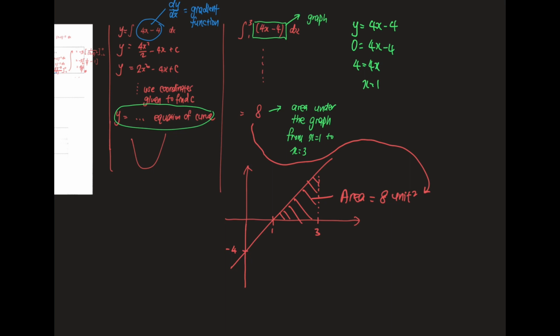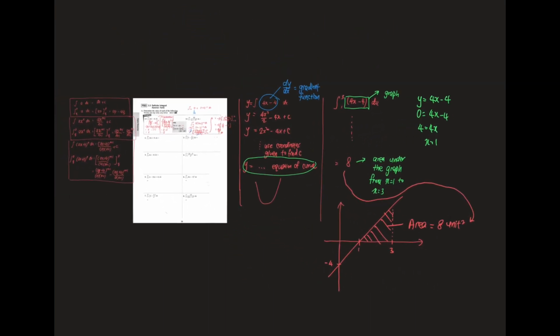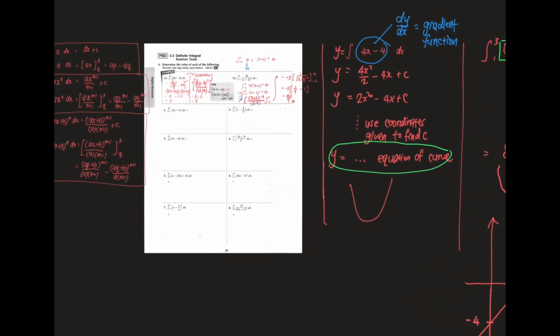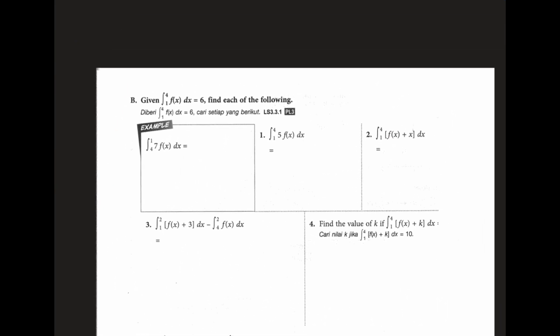So without limit, you are finding the equation of a curve. With limit, you are finding the area under the graph. So different situations. Okay, now let's move on. Next page. Part B.